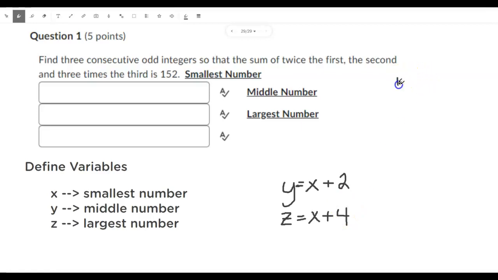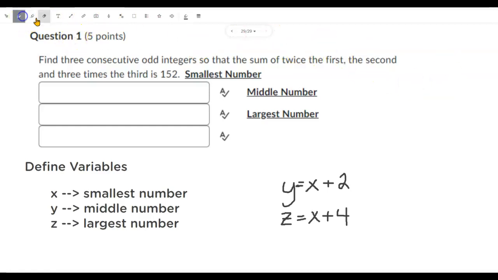Because if you think about it, I have 1, 3, and 5. These are just test numbers. So if x was 1, then y would be 3. So that makes sense. And then if x is 1, we add 4 to that, we get 5. So that makes sense. So these 2 equations are good.